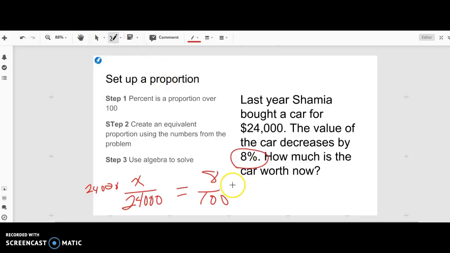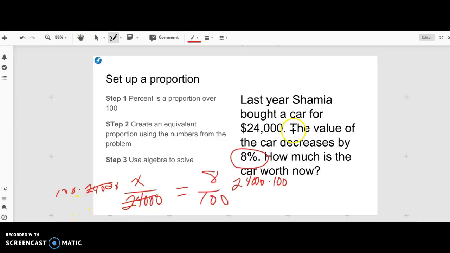And I have to do the same thing on this side, so I'm going to multiply by 24,000. I want to get rid of the 100, so I'm going to multiply by 100, because this is like 8 divided by 100. So the opposite of divided by 100 is multiplied by 100. And on this side, I multiply by 100. 24,000 and 24,000 cancel out. 24,000 divided by 24,000 is 1.